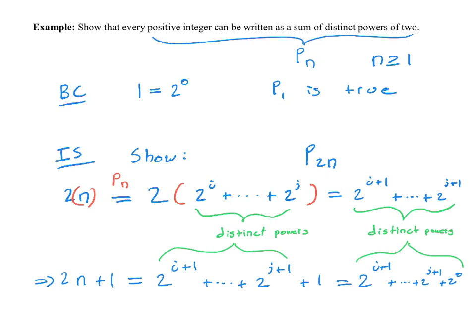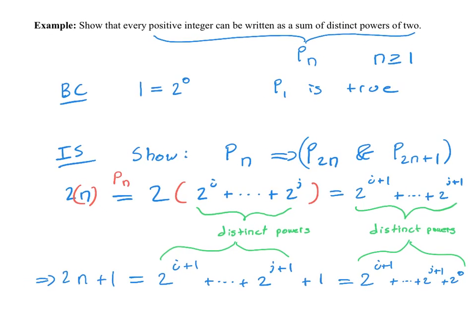We've shown that P sub 2n is true, and we've shown that P sub 2n plus 1 is also true. So what did we need to get us there? We needed P sub n to tell us both of those things. I'm just going to put brackets around those two, because this time we kind of hit two birds with one stone. P sub n gave us both the even integers and the odd integers. And we should always quantify this. We should say, well, which n values did we show this for? So I'm going to squeeze in that we've done this for n values bigger than or equal to 1.